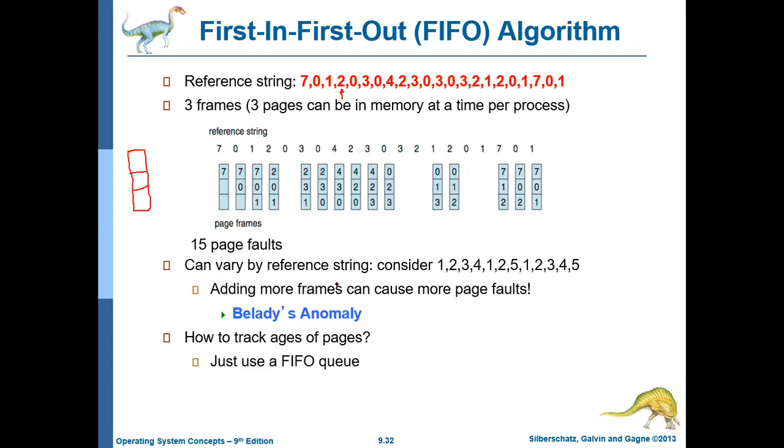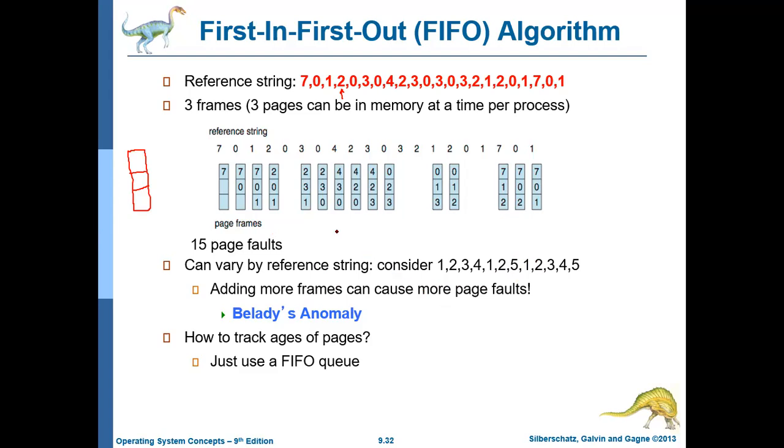It can vary by reference string, considering 1, 2, 3, 4, 1, 2, 5, 1, 2, 3, 4, 5. You can vary your reference string. Adding more frames can cause more page faults.